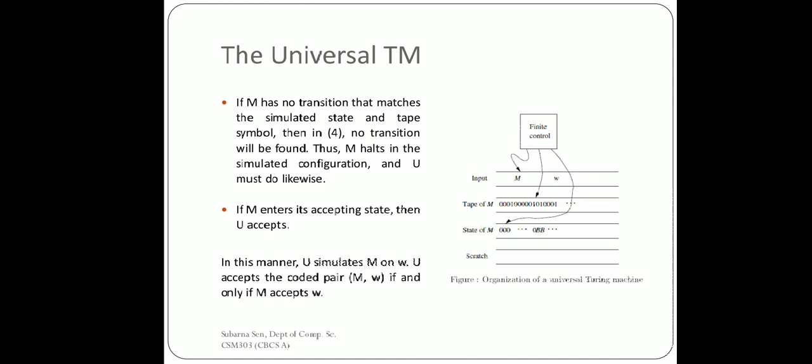Now if m enters its accepting state, then u accepts. So if m enters its accepting state by following this fashion repeatedly, that means u is again going to accept the same string which m has accepted, right? So u is simulating my Turing machine m on the input w, and it accepts the coded pair m comma w. If m accepts w, then u is going to accept w as well, right?